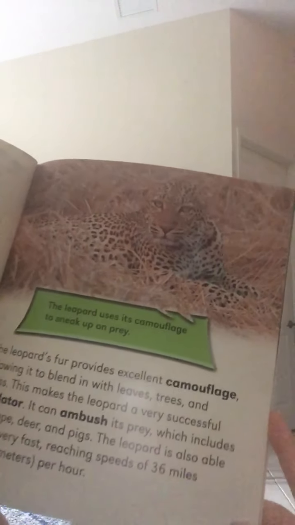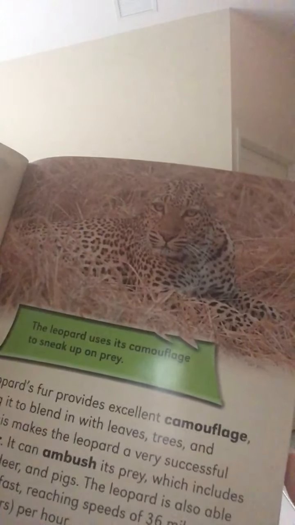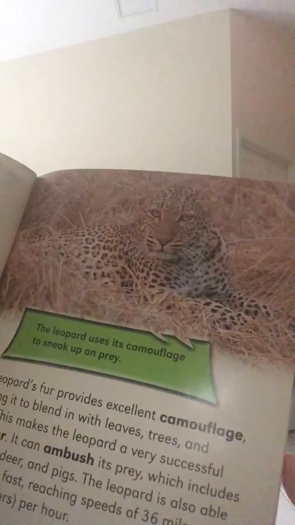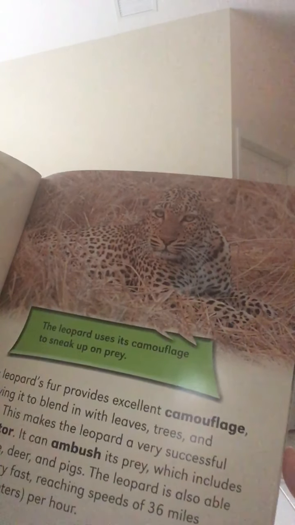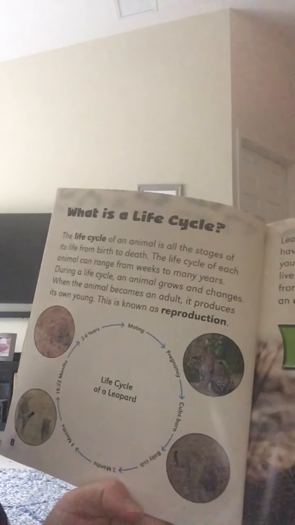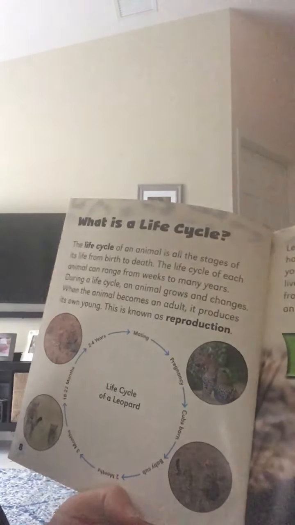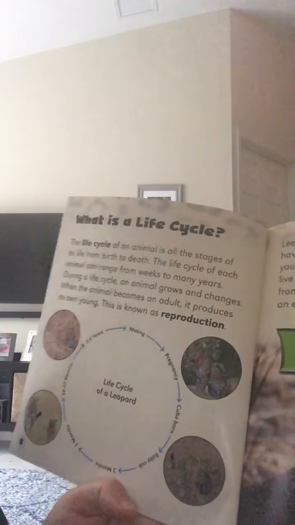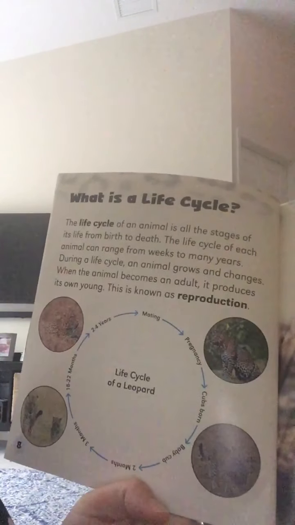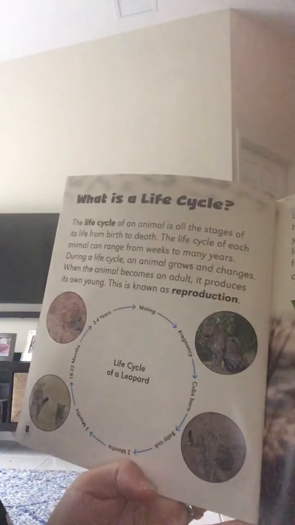And on the picture, again, look closely. I don't know if you can see the leopard, but he's hiding. He's just camouflaging. The leopard uses its camouflage to sneak up on prey. You can barely see that leopard. What is a life cycle? The life cycle of an animal is all the stages of its life from birth to death. So like birth, the beginning, death, the ending, right? The life cycle of each animal can range from weeks to many years.